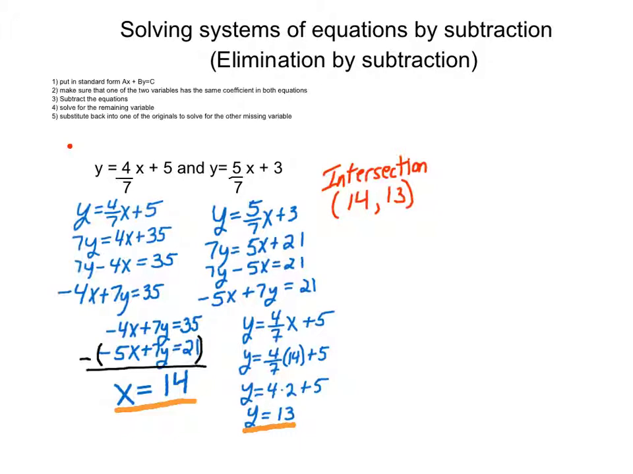Here's the solution. First, we took y equals 4/7 plus 5 and put it into standard form. Then we did the same thing with y equals 5/7 plus 3. Then we put the equations on top of each other and notice that we have 7y in both equations, so we can subtract. Subtracting the equations, we get x equals 14. Then we substituted the 14 back into the original y equals 4/7 plus 5, and we got y equals 13. The intersection point is 14, 13. Please pause the video, copy this into your notes.